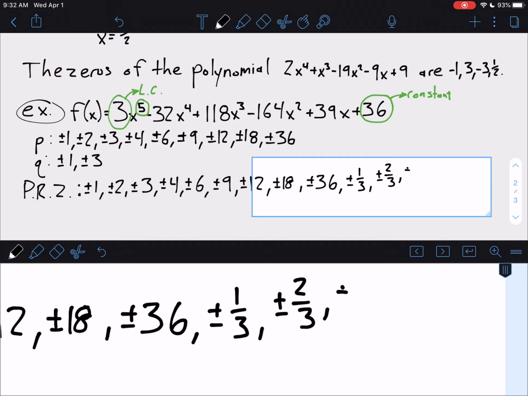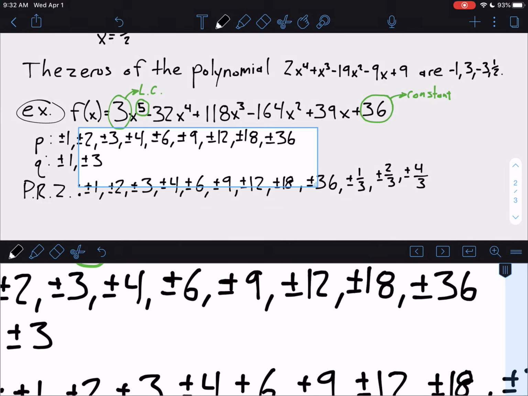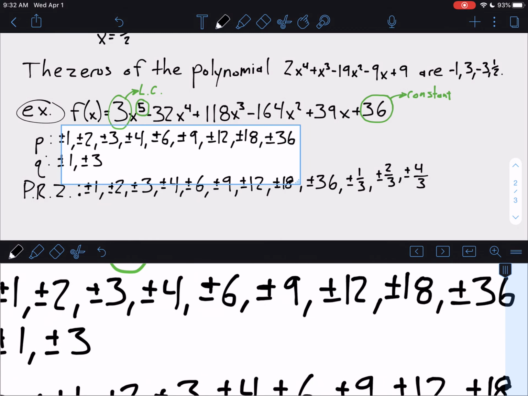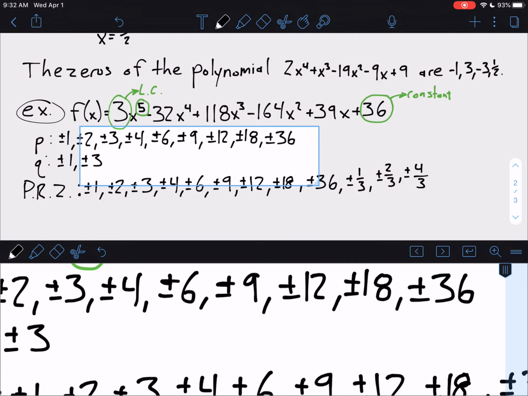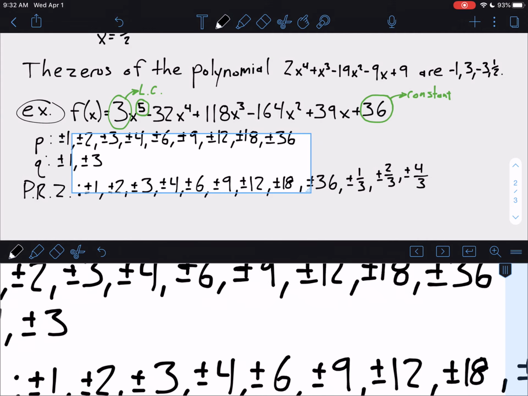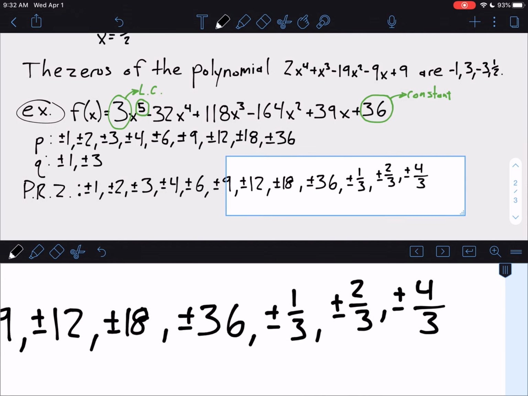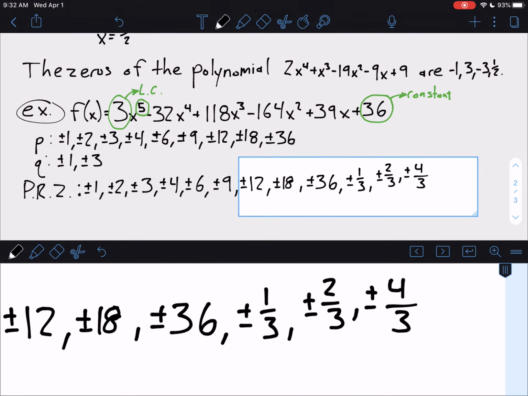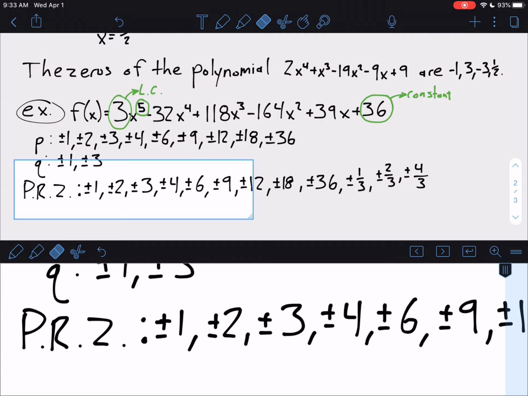So the next number, I have 4 over 3. I do need to list that one because that one's new, 4/3. But then I have 6 over 3, which is already there, it's 2. 9 over 3 is 3, that's already on my list. 12 over 3 is 4, which is already on my list. 18 over 3 is 6, which is already on the list. And 36 over 3 is 12, which is already on the list. Which means the only new numbers I added were those 3 fractions on the end.